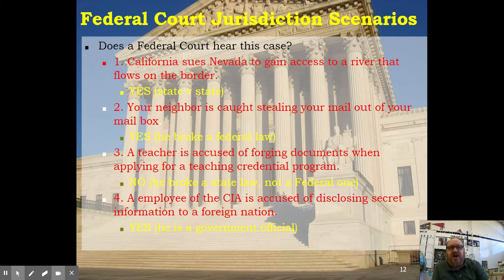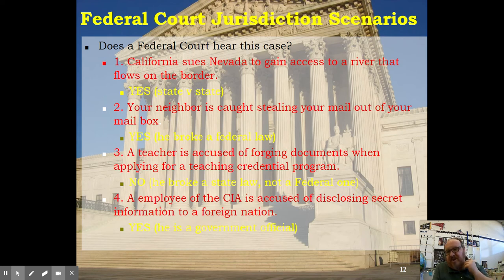Okay, so does the federal court hear this case? Here we have California suing Nevada to gain access to a river that flows along the border. Yes, that's state versus state, so the federal courts would hear that. Your neighbor is caught stealing your mail out of your mailbox. Yes, it's a federal law. Stealing someone's mail is federal law.